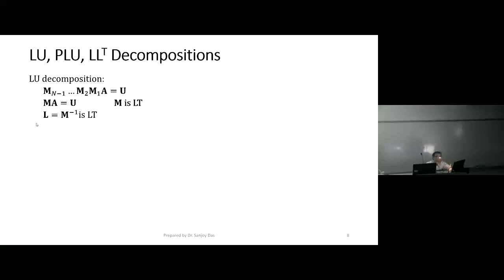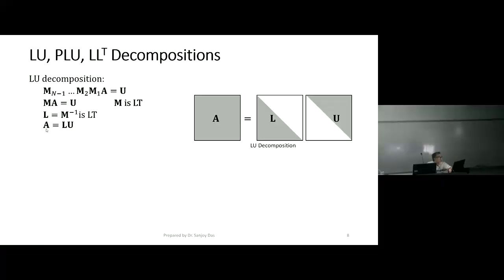And I've already told you that inverting a lower triangular matrix is much simpler, computationally speaking, than any other matrix. Therefore, L equals M inverse is not hard to compute, and so MA equals U implies A equals LU. This is what LU decomposition looks like.